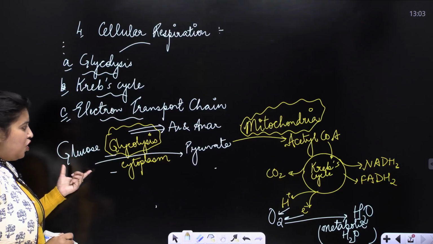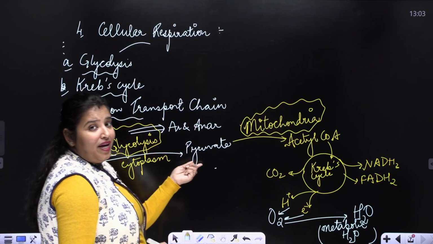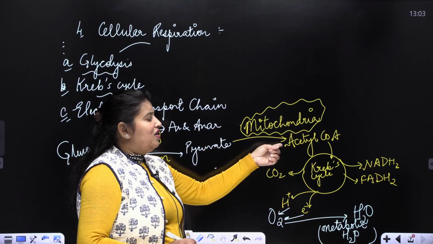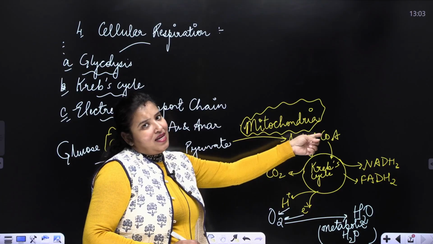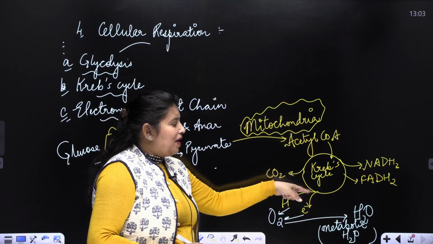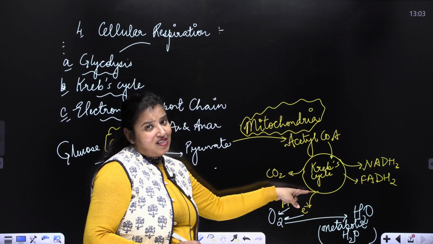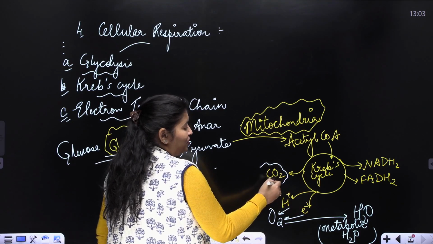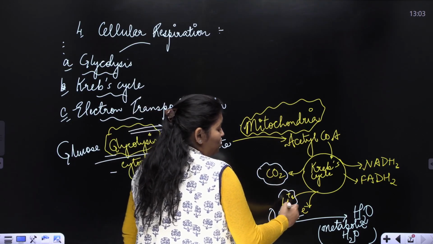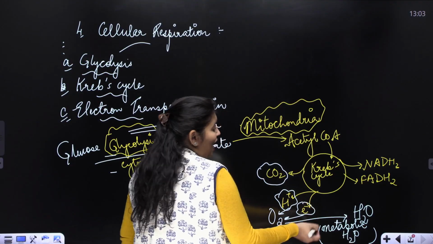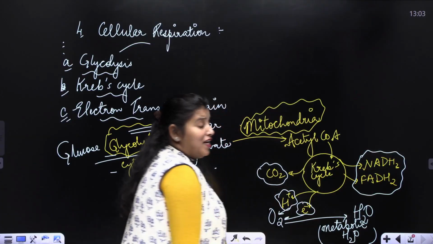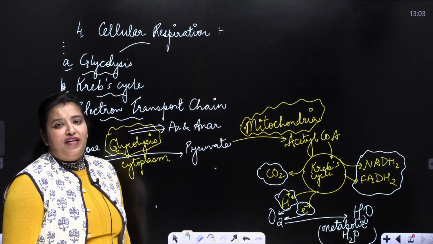All right. So now what is going to happen? The pyruvate enters mitochondria and changes itself into acetyl coenzyme A, where the Krebs cycle will start after acetyl coenzyme A. And what is given out is carbon dioxide, protons, electrons, and the energy currency of the cell in the form of NADH2 and FADH2.